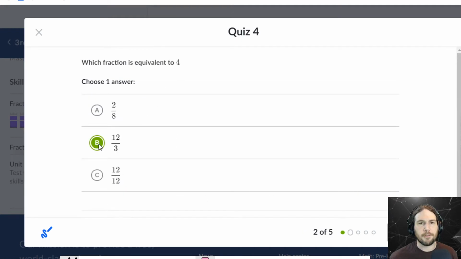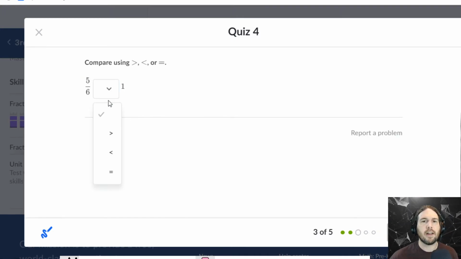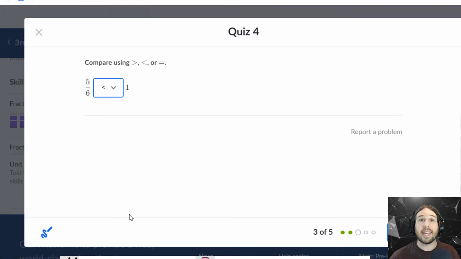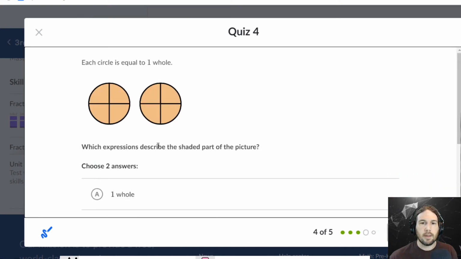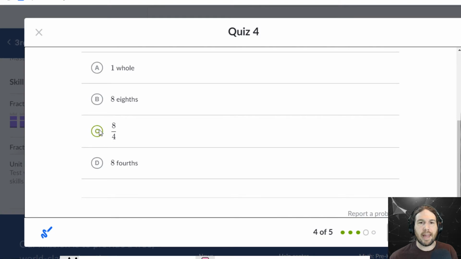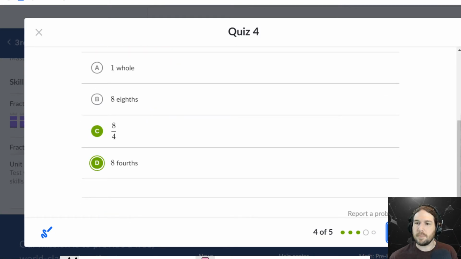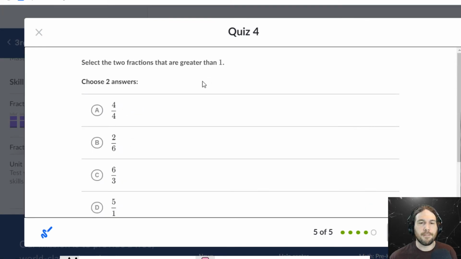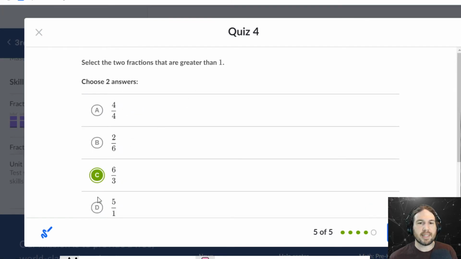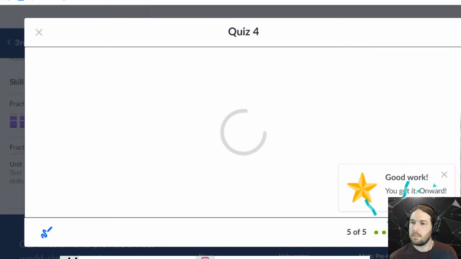Which one is equivalent to 4? Well, 12 divided by 3 is 4. Check a calculator if you don't believe me. 5/6 is less than 1, again, because 6/6 is equal to 1. Looks to me like we've got either 8/4 or 8/4. And then finally, the two that are greater than 1 would be 6/3 and 5/1.